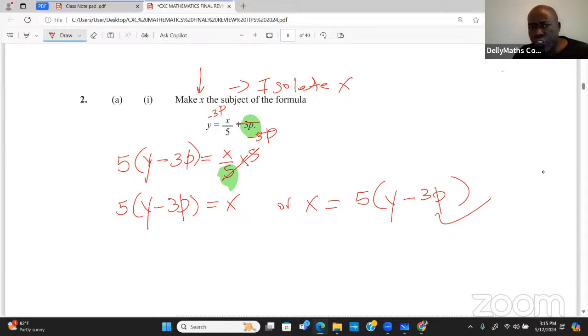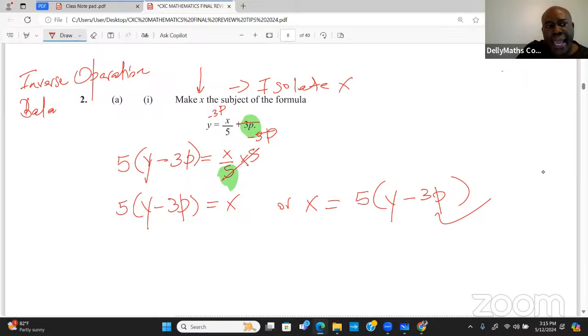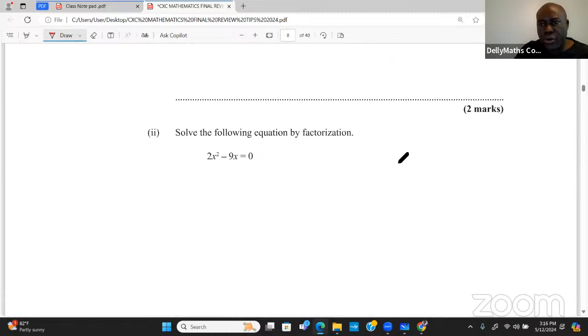So remember the key thing here, inverse operation. Whenever you're doing any form of transposition, we're doing inverse operation. And whatever you do to one side, you do to the other side. We call it balancing. So as long as we're doing that, then we should not have any problem as we go from one stage to the next. All right. So that is an easy 2 marks again that we could pick up.